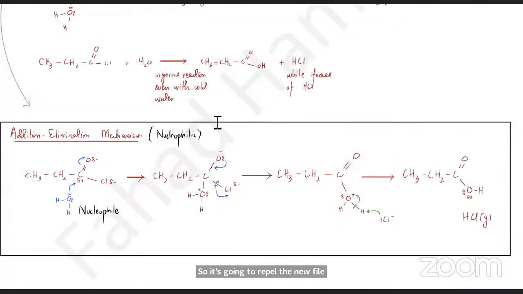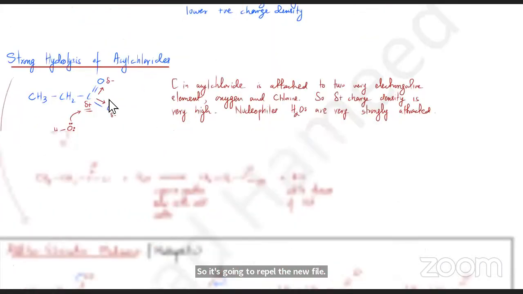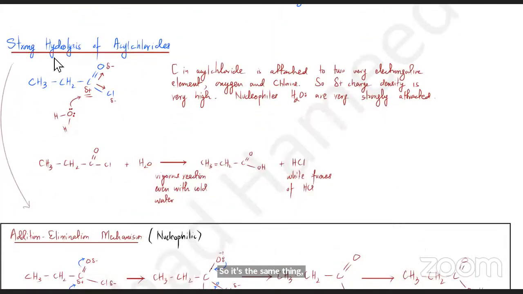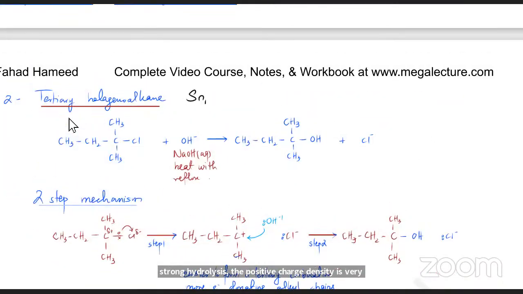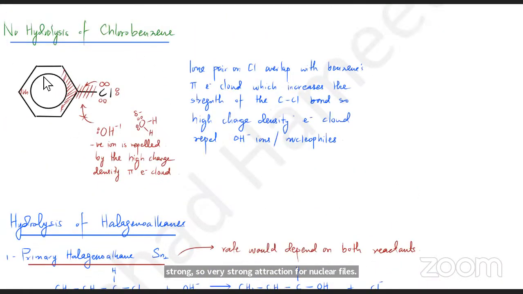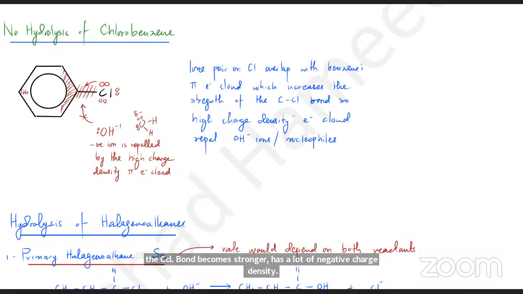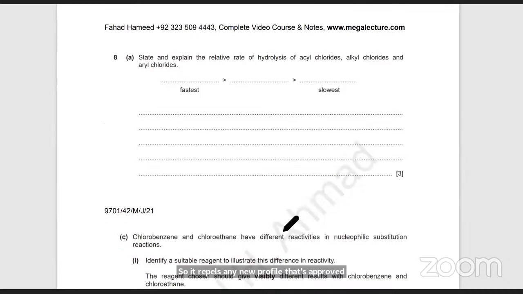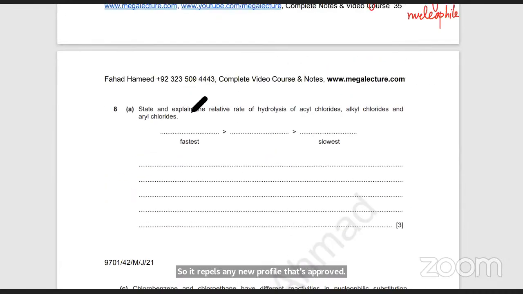So it's the same thing that was discussed here about why it is a strong hydrolysis. The positive charge density is very strong, so very strong attraction for nucleophiles. What's wrong with chlorobenzene? Because the lone pair overlaps and the C–Cl bond becomes stronger, it has a lot of negative charge density, so it repels any nucleophile that's approaching it. And the rest is the same: the question will say explain the rate of hydrolysis of acyl chloride. You get a lot of these questions, okay? Acyl chloride, alkyl chlorides, and aryl chlorides.